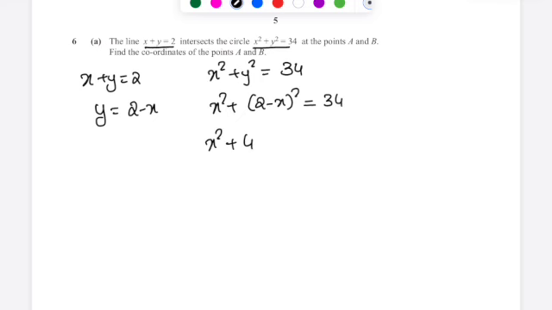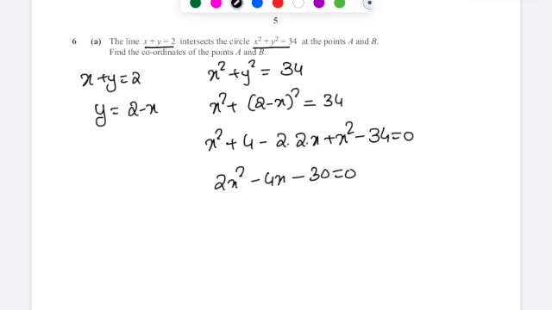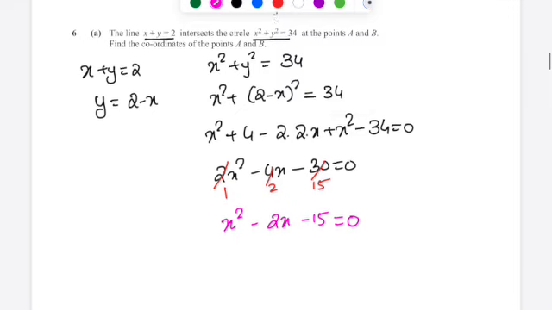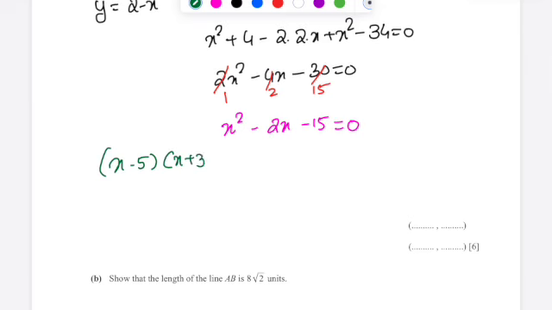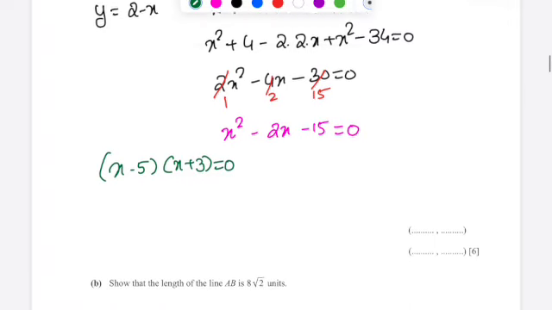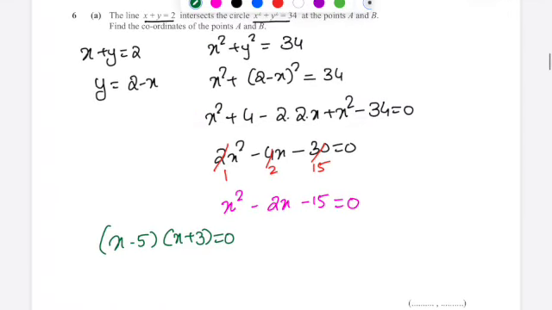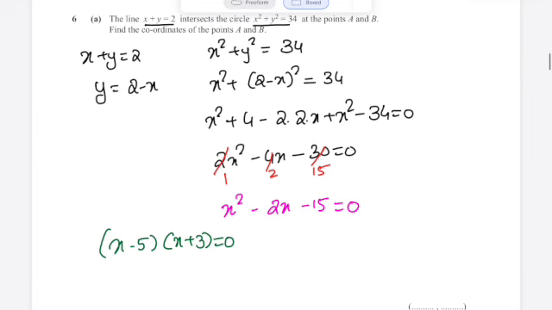x square plus 4 minus 4x plus x square minus 34 equals 0. So 2x square minus 4x minus 30 equals 0. Divide by 2, 2 times 1, 2 times 2, 2 times 15. So what do I get? x square minus 2x minus 15 equals 0. Now factorize it. x minus 5 times x plus 3 equals 0. That is the equation. I got it.